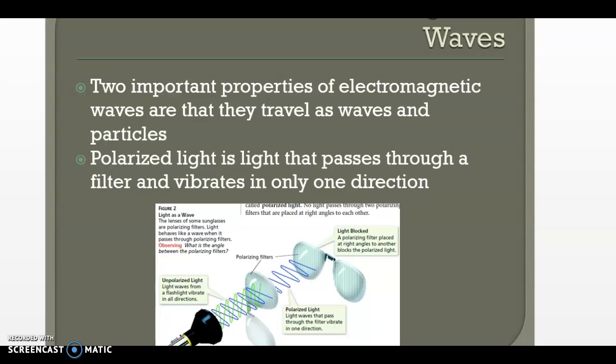Some interesting things, because it travels in kind of two different directions, it's hard to block out completely. So two important properties of electromagnetic waves is they travel as waves and as particles. We'll talk about these things called photons, which is how they travel. Polarized light passes through a polarizing filter.